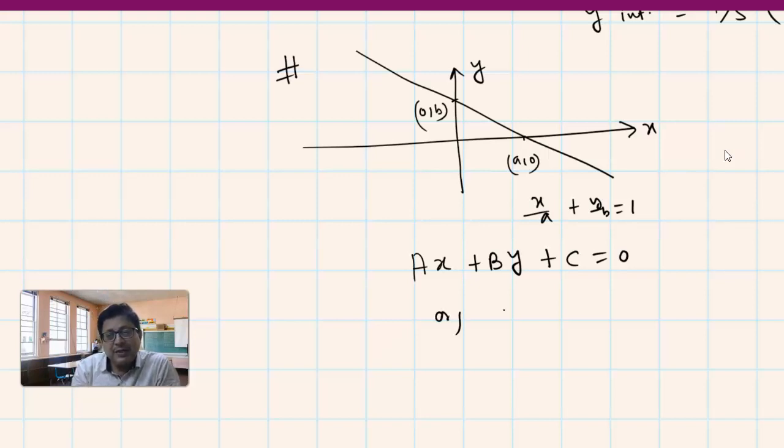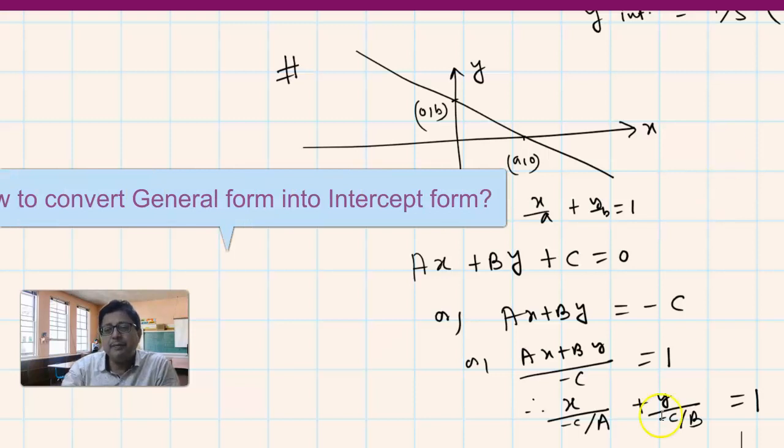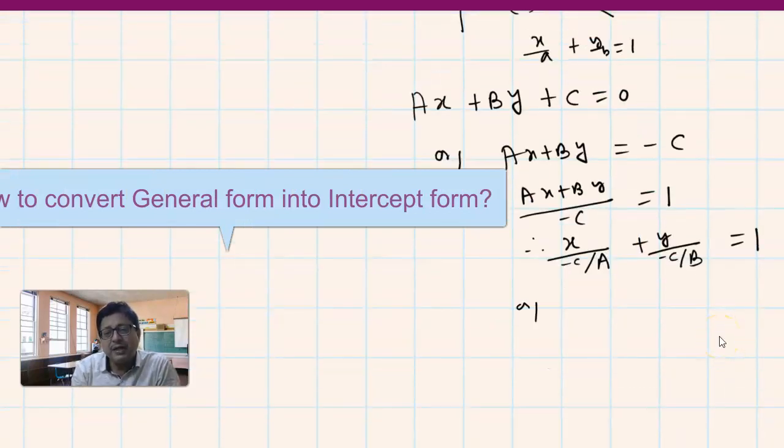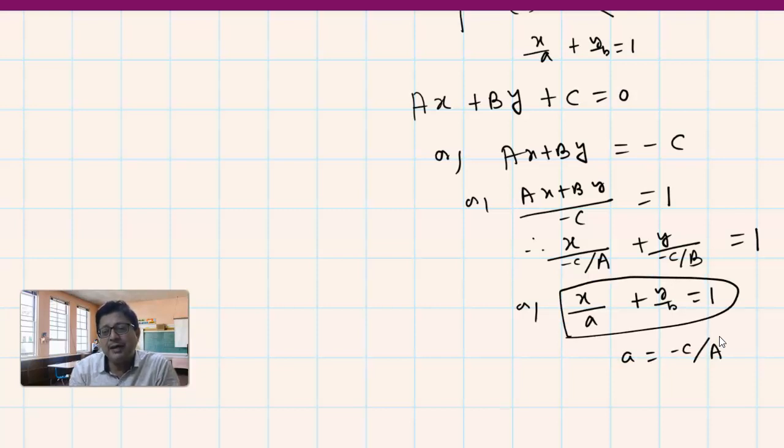We rewrite this one by transferring c to the right side, then you divide both sides by c. Therefore, x by minus c by a, y by minus c by b equal to 1. This you can write in the form x by a plus y by b equal to 1. What is small a here? Small a is minus c by a and small b is minus c by b.